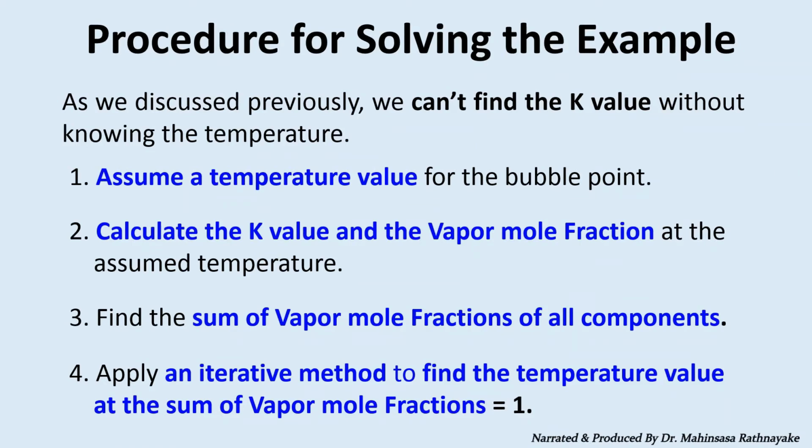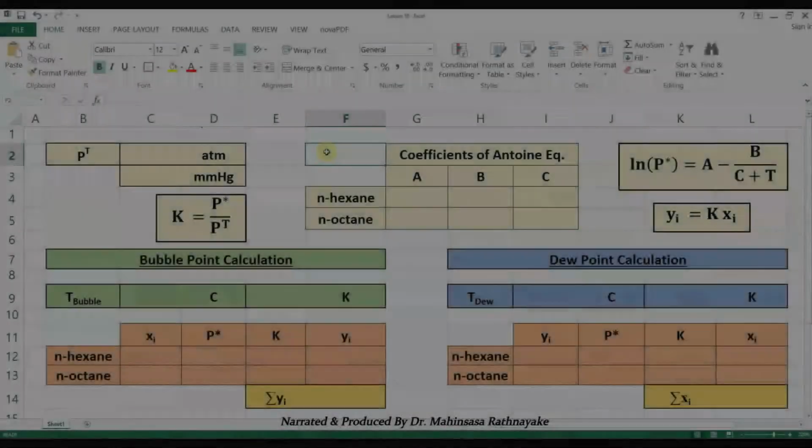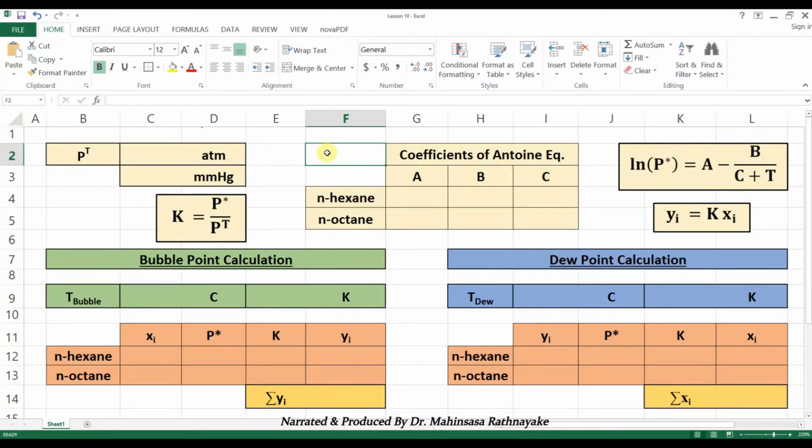In Microsoft Excel, we can do iterative calculations using the Solver tool or Goal Seek tool. This calculation has the variation of one variable and one target value. So it's easier to use the Goal Seek tool for this calculation. As you can see on the screen, we can prepare some tables in Microsoft Excel for this calculation.